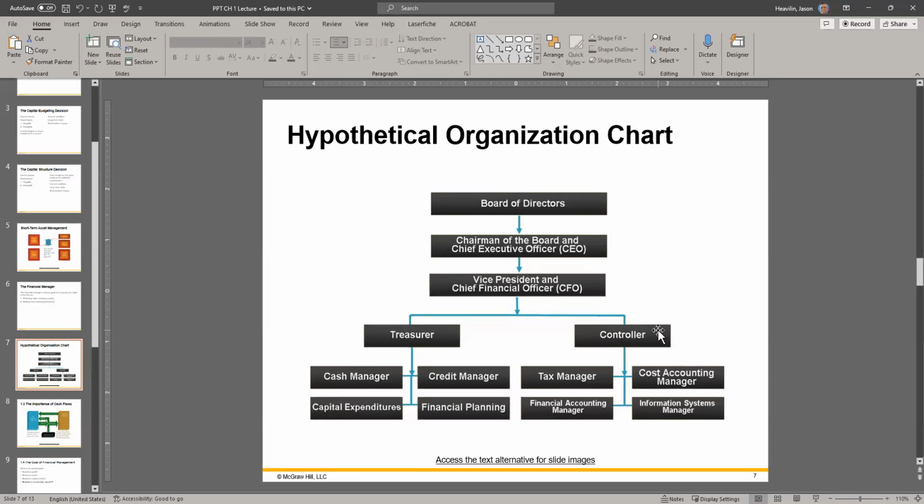On the controller side, you've got tax management, financial accounting manager. We'll talk about that in a second. Cost accounting manager, information systems manager. So these are more operational and less about the financial management. As we spoke about, the questions that are being asked fall more here. Now, financial accounting manager, think of the financial statements. Of course, those have to be prepared. And then they're used here for the questions and the plans and the decisions that need to be made. So an imperfect way to see this is more operational. And then here's where falls what we're going to be talking about most of this course.